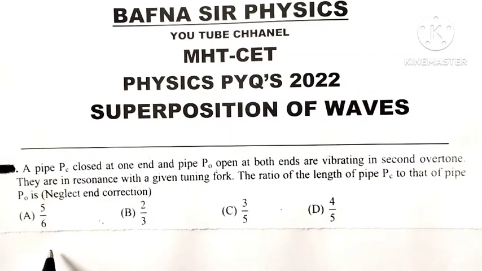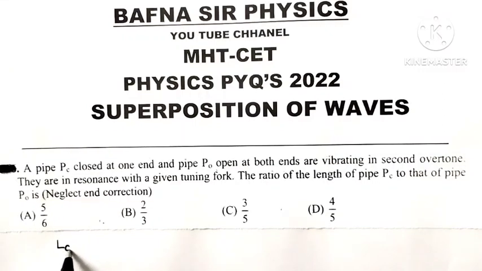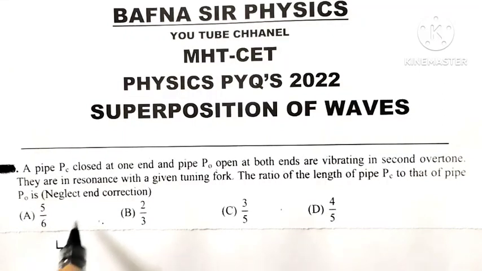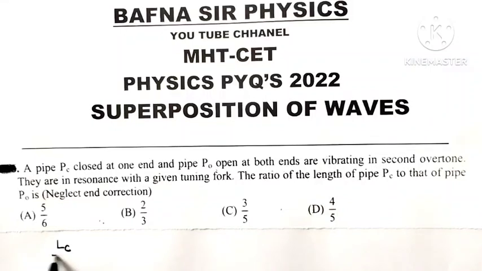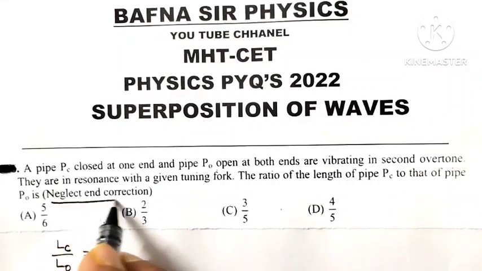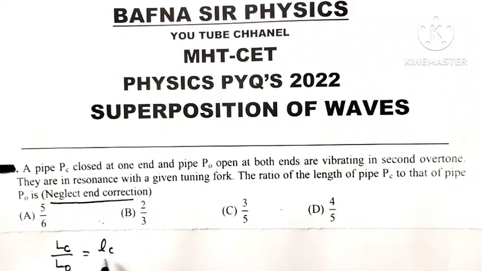So, the length of pipe PC, that is LC, to that of the length of pipe PO, that is LO. Because here we have to neglect the end correction, this is equal to LC divided by LO, and that is equal to question mark.